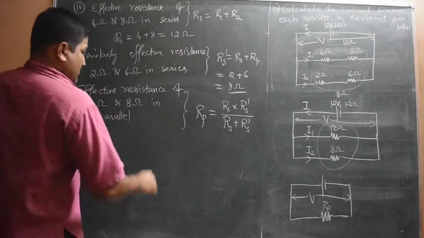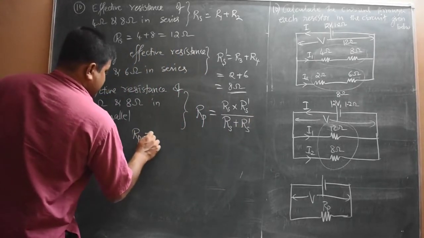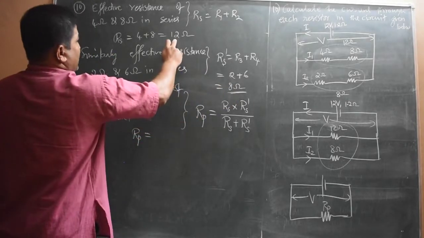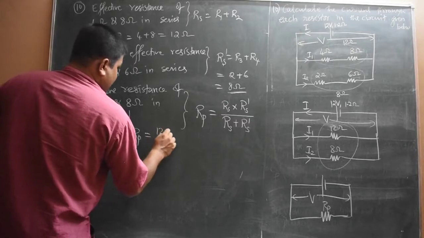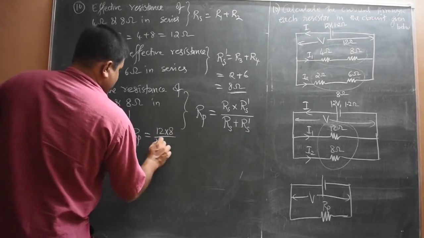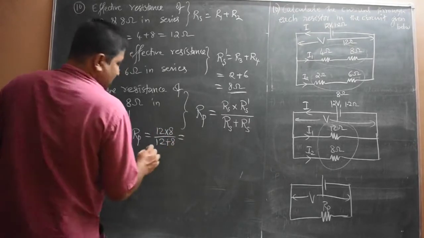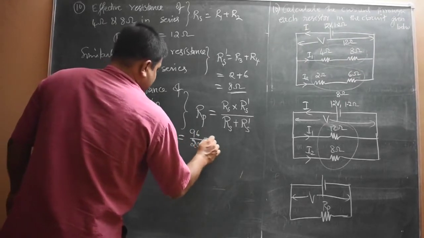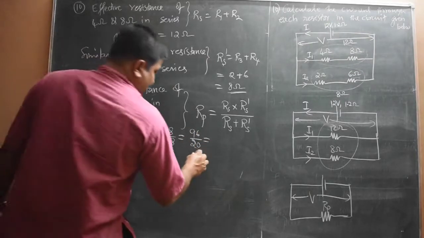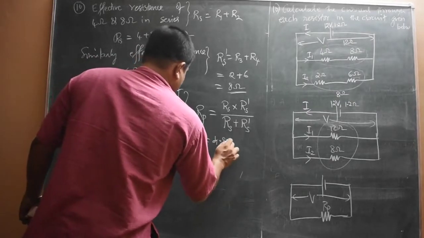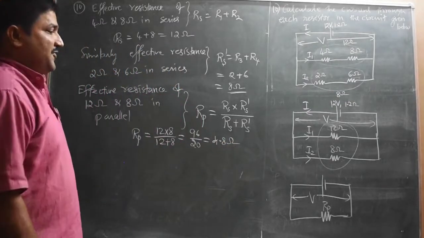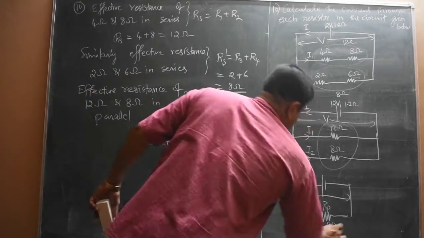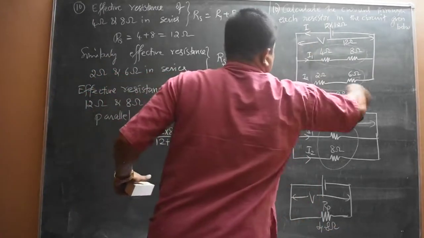Now this Rp value, substituting the values: first one 12, then 8. So 12 into 8 divided by 12 plus 8. So 12 into 8 is 96 divided by 20. That is 48 by 10, or 4.8 ohm. This is the Rp value now effectively. So that is 4.8 ohm, the effective resistance of all four together.